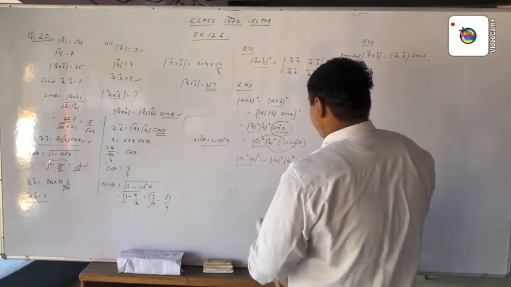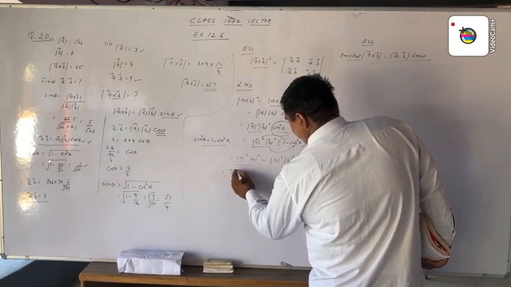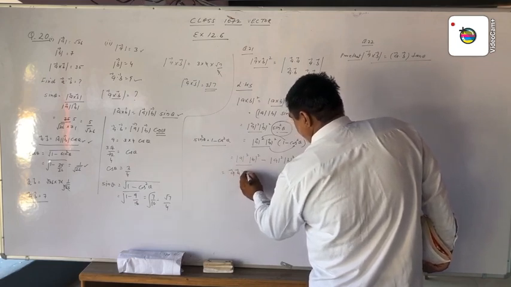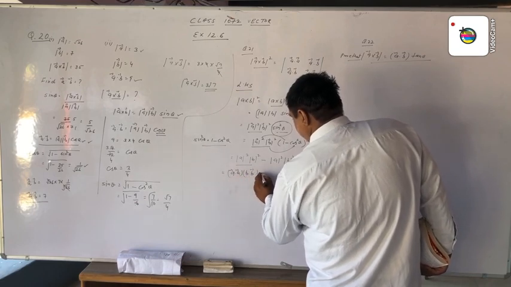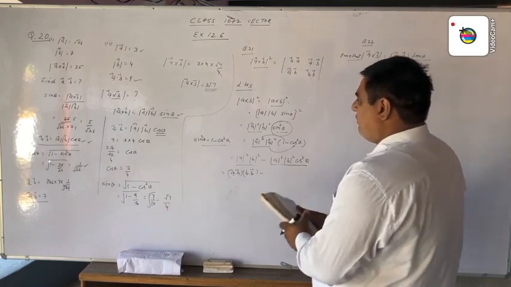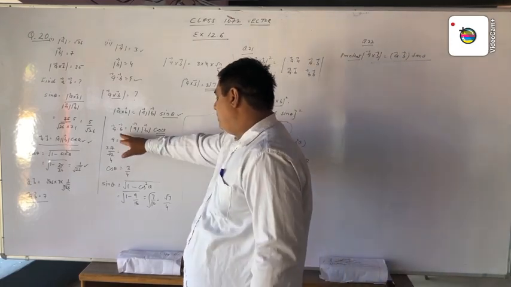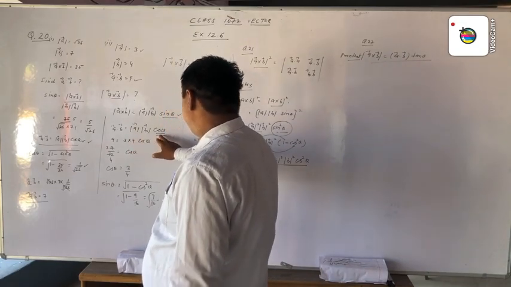Now this will be written as the magnitude of vector A squared, which means vector A dot vector A, and this means vector B dot vector B. This is the condition of this. And this is A square B square cos square theta. Now we have the value that A dot B is equal to the magnitude of A times the magnitude of B times cos theta.